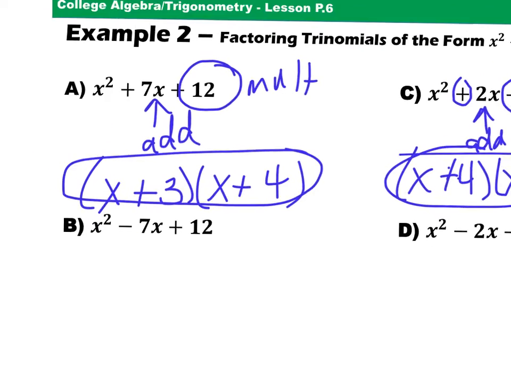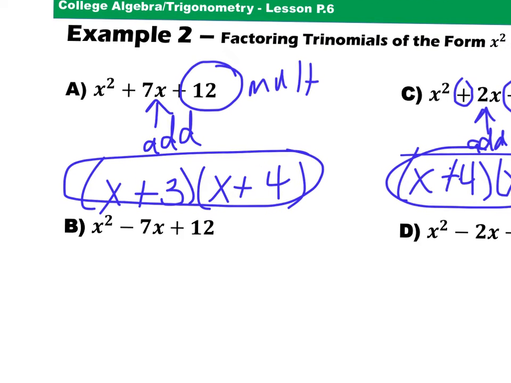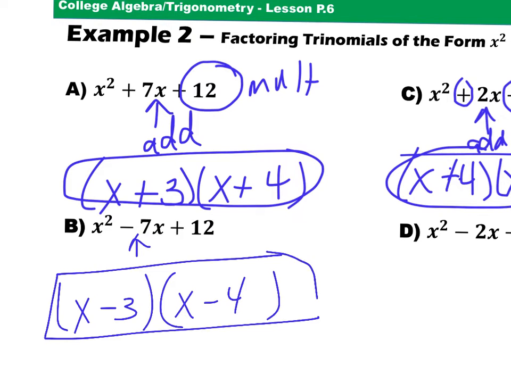All right, this is the same question as A, isn't it? How's it different? It's a negative 7 when I add. So what are the factors of 12? Let's think. What times what is 12? 1 and 12, 2 and 6, 3 and 4. What will give me positive 12 when I multiply, but a negative 7 when I add them? Negative 3 and negative 4. Good, very good. Because a negative times a negative is a positive.